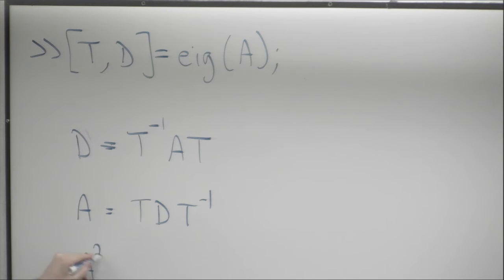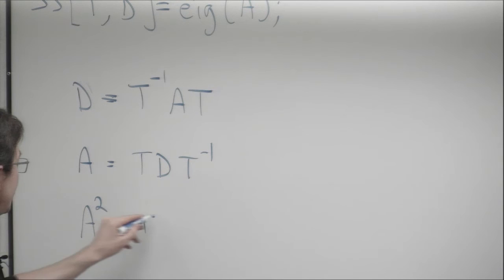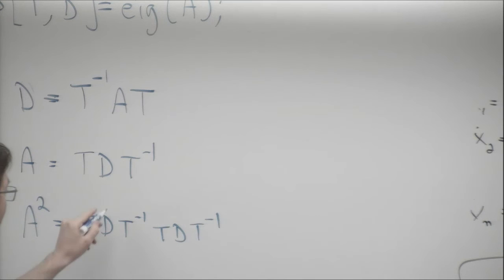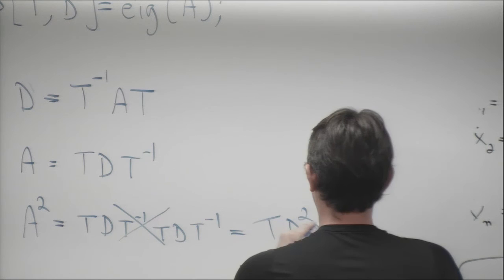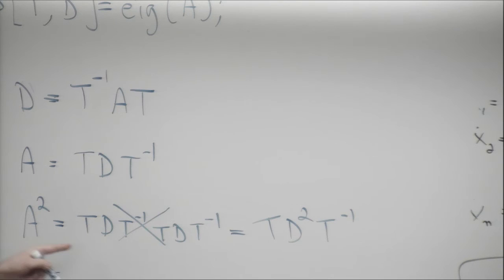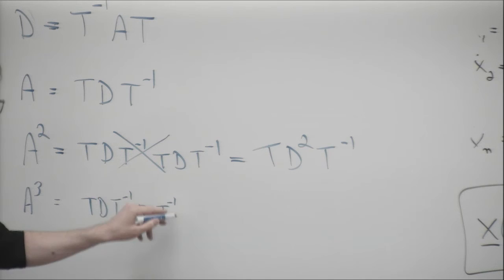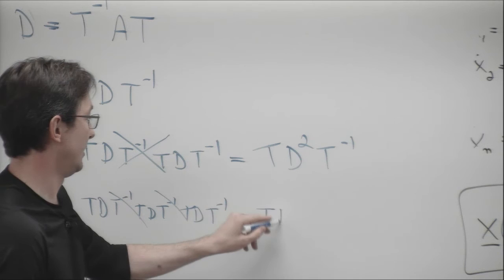So what is A squared? Well, it's T D T inverse times T D T inverse. Those cancel, and I get T D squared T inverse. Okay, A cubed is the same deal. I'm going to get T D T inverse, T D T inverse, T D T inverse. Those cancel, and I have T D cubed T inverse.